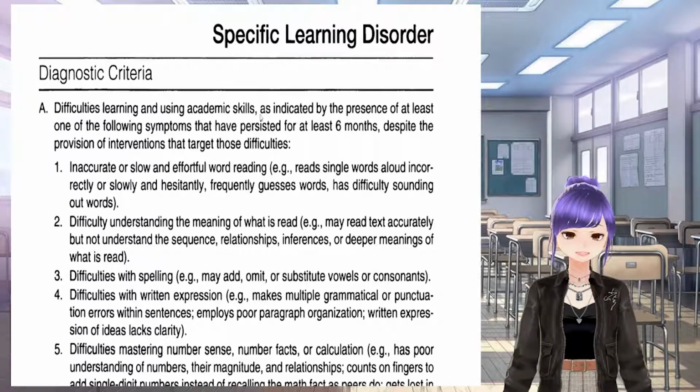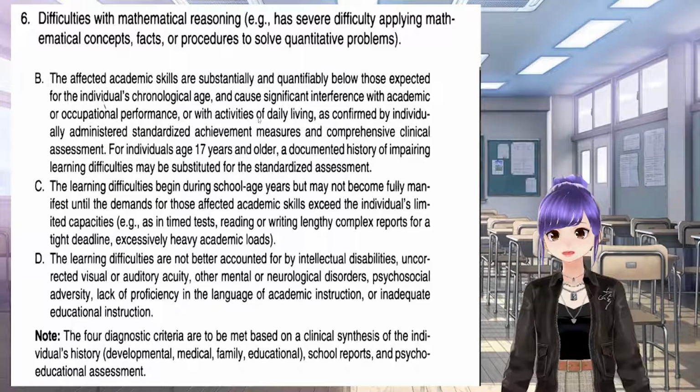Number 5, difficulty mastering number sense, number facts, or calculation. For example, has poor understanding of numbers, their magnitude and relationships, counts on fingers to add single-digit numbers instead of recalling the math fact as peers do. Number 6, difficulties with mathematical reasoning. For example, has severe difficulty in applying mathematical concepts, facts, or procedures to solve quantitative problems.